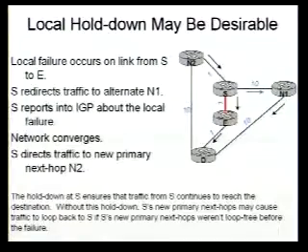So if you look at this particular scenario here, when the link from S to E fails, S decides to send the traffic to N1 as its loop-free alternate.